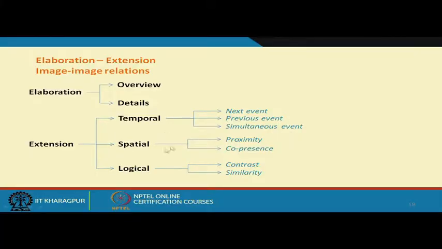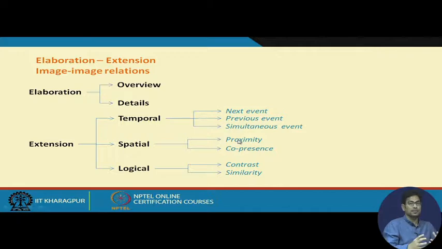Are these one event after another? So, what happens in a sequence of audiovisual or a sequence of images? There is a temporality, there is a sequentiality, and you understand whether this is simultaneous, or one after the other. Then there could be a spatial concept, where there could be proximity or co-presence. Are they in proximity to each other, or are they present simultaneously, co-present? So, there is a spatial aspect to it, and which forms the extension.